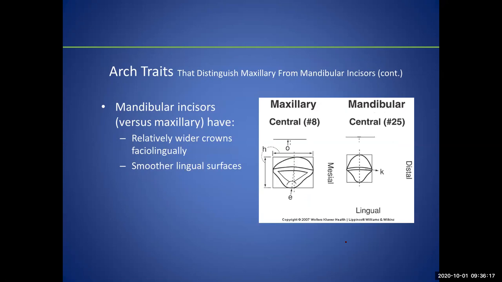For the mandibular incisors, again, we're comparing them. They have relatively wider crowns facial lingually, and they have a smoother lingual surface. And this smoother lingual surface for anterior teeth is one of those general characteristics for the mandibular teeth. Mandibular counterparts generally are smoother. This tooth looks like it's squished compared to the maxillary.